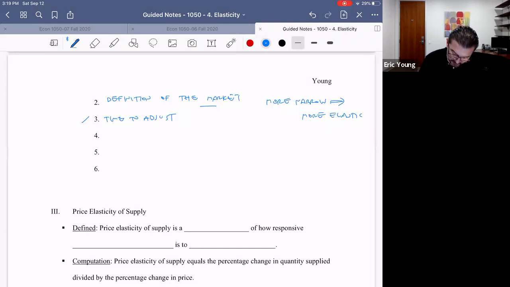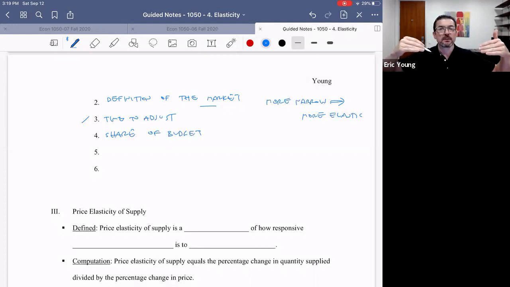Okay. The fourth, the share of budget. Basically, what we believe is that the demand for more expensive items will tend to be more price elastic because they take up a bigger chunk of your budget. Imagine that the price of a candy bar doubles and the price of a house doubles. They both went up by 100%, but a candy bar is a small part of your budget. So it's not going to be a real big deal. You're not going to really react strongly either way, probably very inelastic.